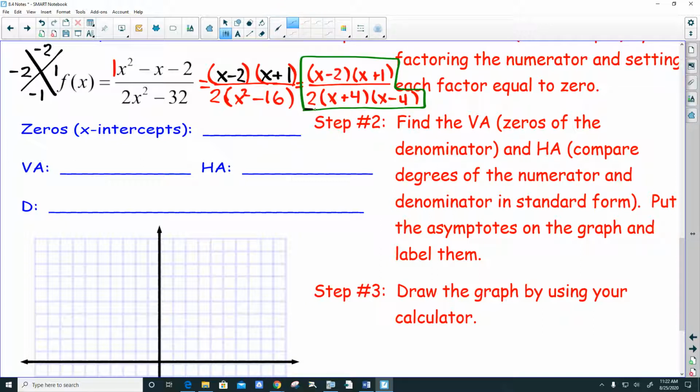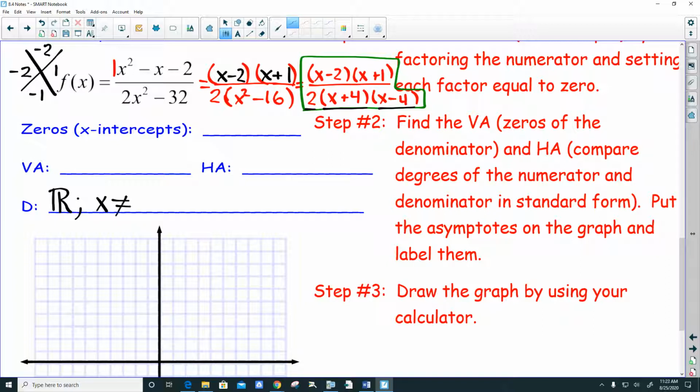There are technically 3 factors in our denominator, but only 2 of those factors have a variable in them. So I'm going to disregard the 2, and I'm only going to pay attention to the factors that have variables, so the x plus 4 and the x minus 4. I'm going to set each of those factors equal to 0, and I'm going to say that the domain, I'm going to use my symbol here for all real numbers. X could be any number, except I do have 2 exclusions.